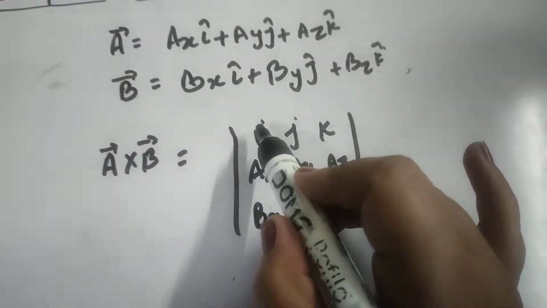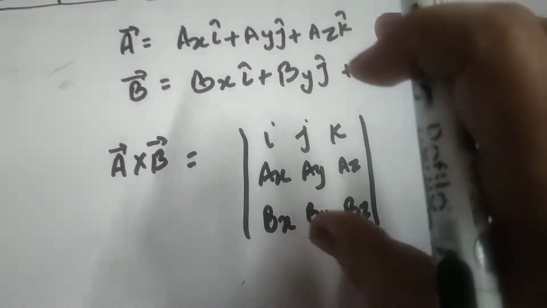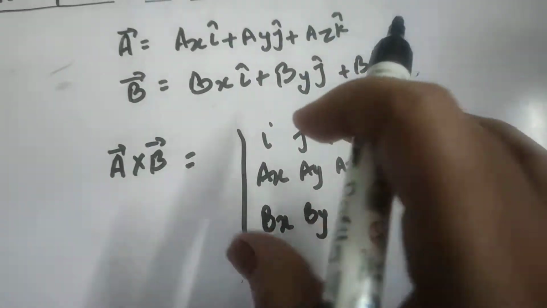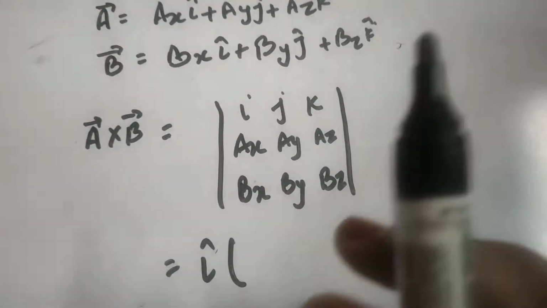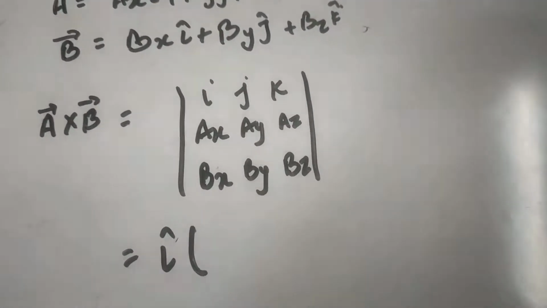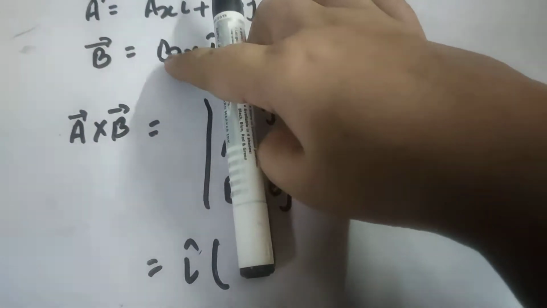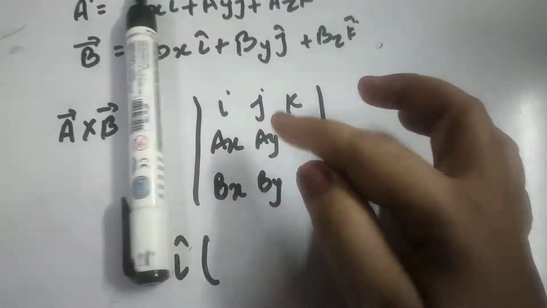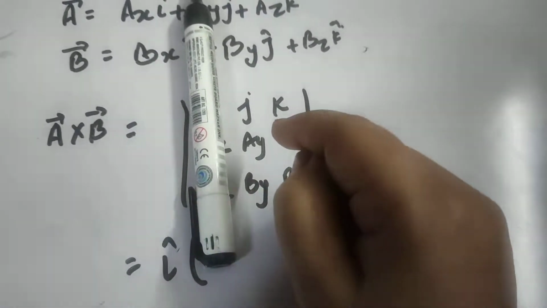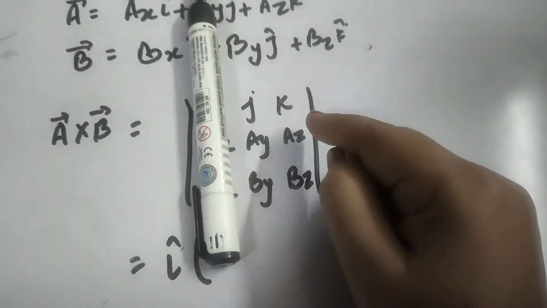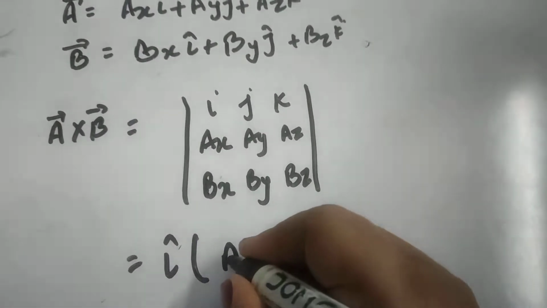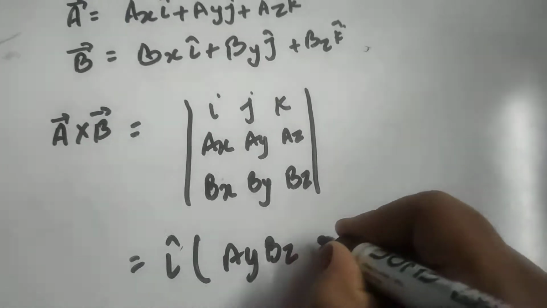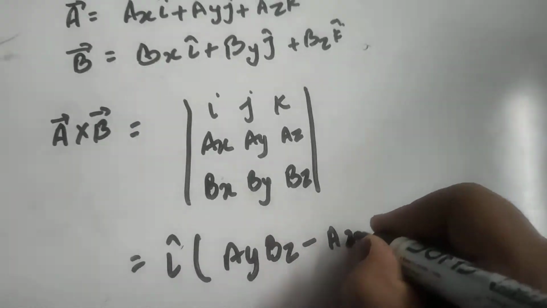Now, to first write the coefficient of i cap, we write i cap. To get this, we hide the i column and multiply, going from left to right: ay bz minus az by. So in that case, ay bz minus az by.